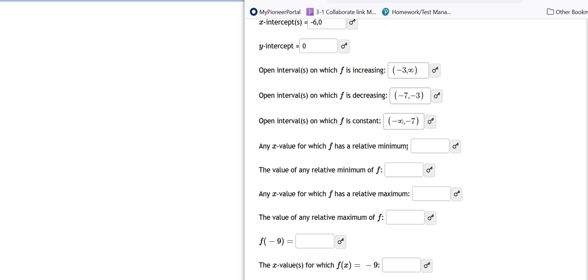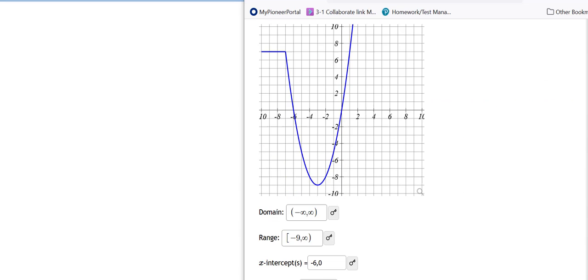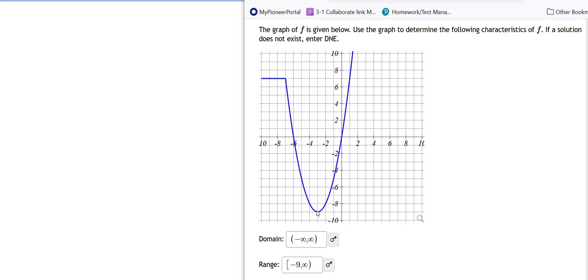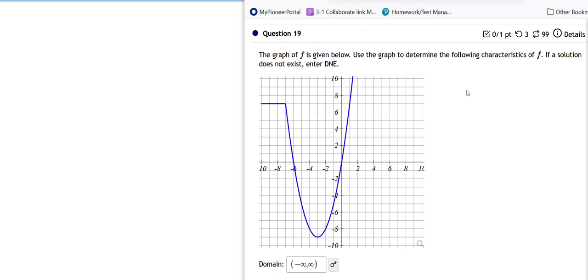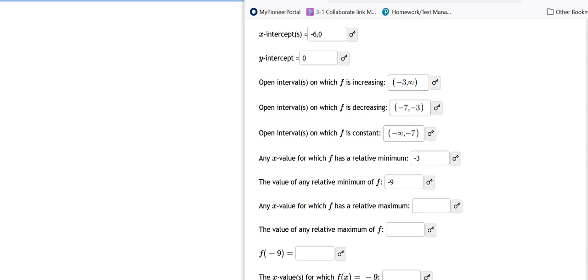Right. It wants to know if there is a relative minimum, so a lowest point. Yes, here is a relative minimum, right? It occurs at -3. The value is -9. And they give you the x, so that's helpful. And the value of it is -9. Right, a relative maximum. This picture does not have a maximum. You don't use endpoints or the ends of the graph, and it's not a highest point in the neighborhood. So these two do not exist.